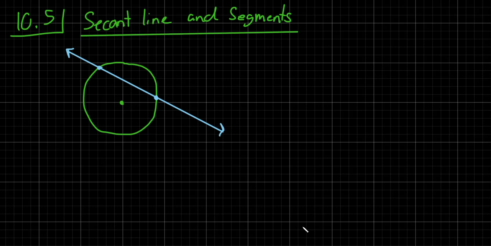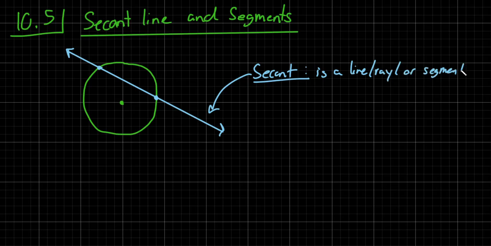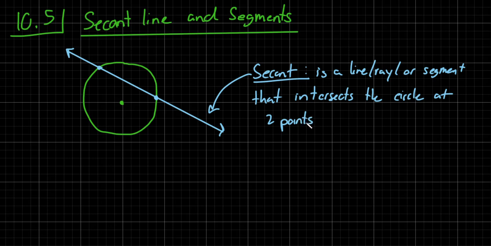So a chord we cannot extend out from the circle. A secant we can, in either direction. It just means we can keep extending it. So a secant, which is what this is, is a line, a ray, or a segment that intercepts the circle at 2 points. So I'm intercepting the circle at 2 points, and I'm making 2 different whats when I'm going through the circle.